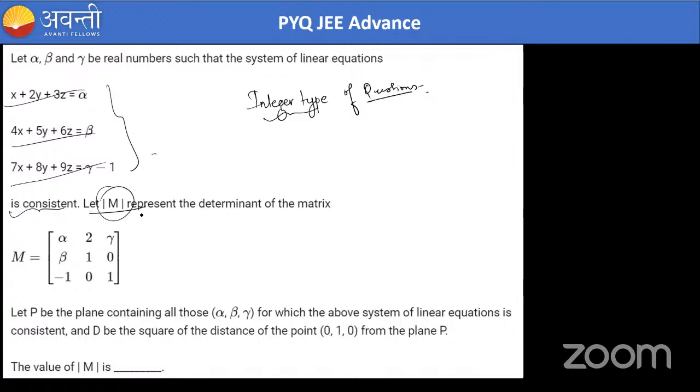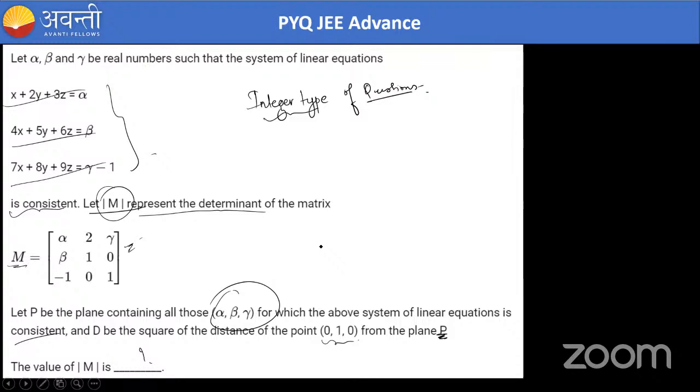Let determinant M represent the determinant of the matrix M given by this value. Now, let P be the plane containing all those alpha, beta, gamma for which the above system of linear equations is consistent, and D be the square of the distance of the point 0 comma 1 comma 0 from the plane P, then the value of mod M is how much, right?